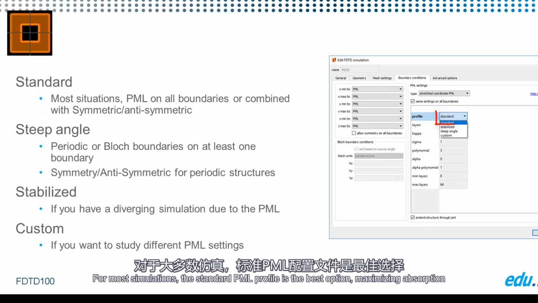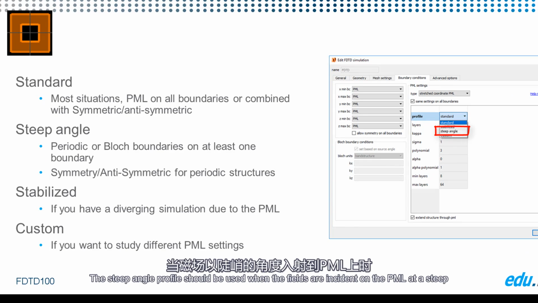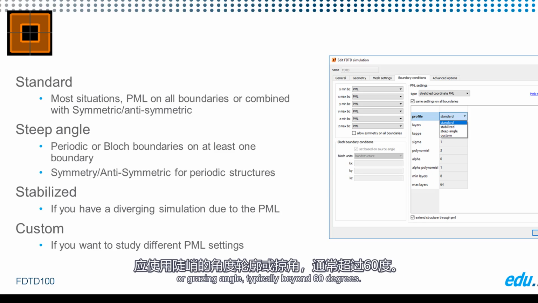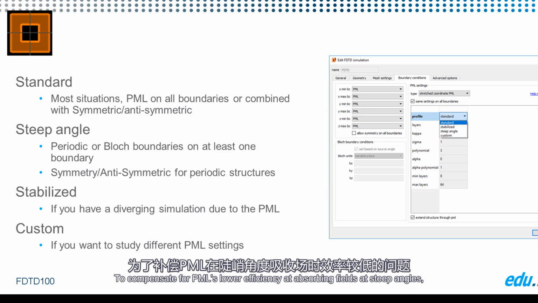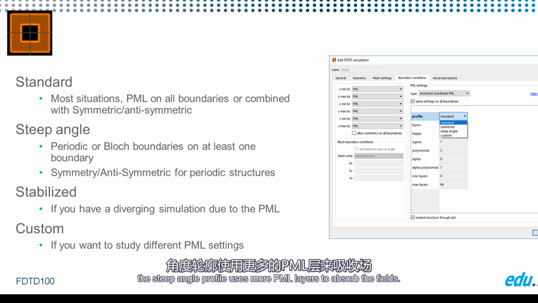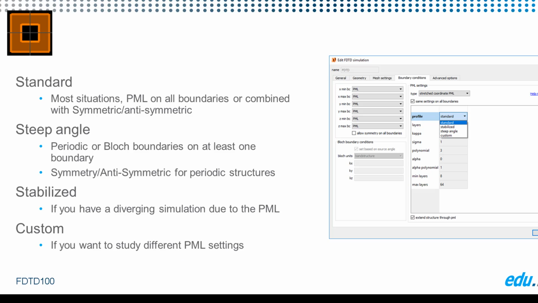For most simulations, the standard PML profile is the best option, maximizing absorption without significantly affecting the simulation speed. The steep angle profile should be used when the fields are incident on the PML at a steep or grazing angle, typically beyond 60 degrees. To compensate for the PML's lower efficiency at absorbing fields at steep angles, the steep angle profile uses more PML layers to absorb the fields. The cost of using extra layers is that the simulation requires a bit more memory and time to run.